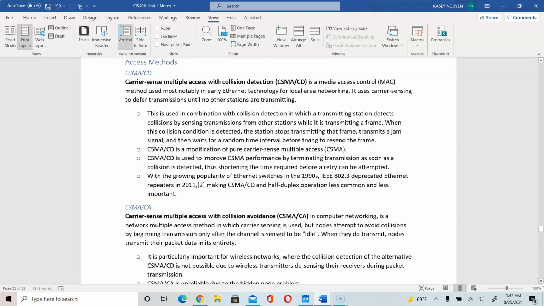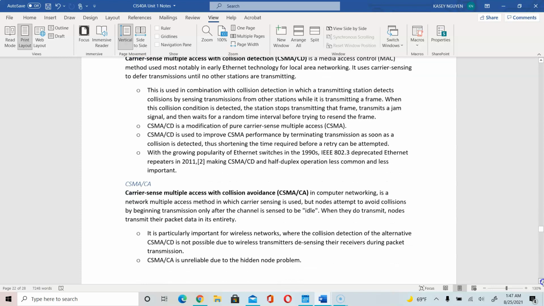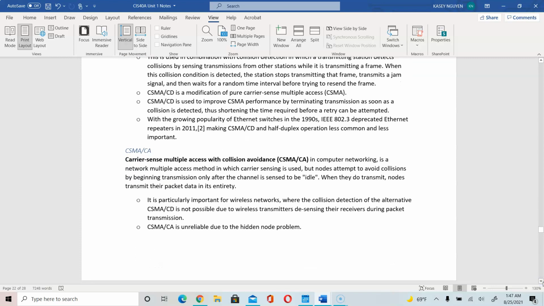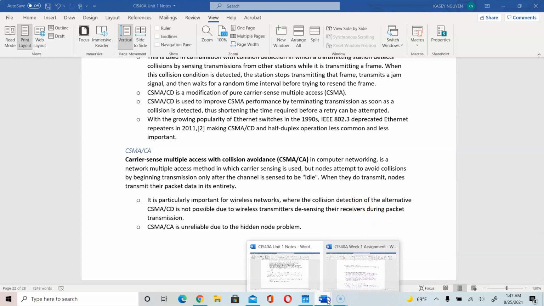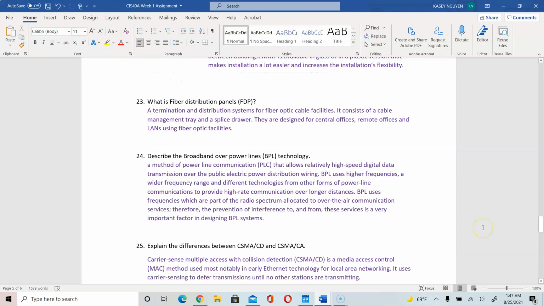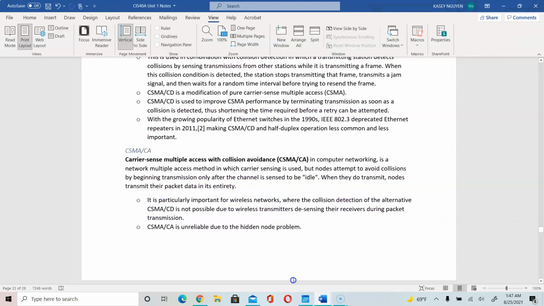Now, collisions need to be detected, and alternatively we can use CD, where CA is unreliable if we run into a hidden node problem. But here it gives you the general information about and the comparison between those two. So to answer the next question, number 25, we want to explain the difference between those two, and you can refer to the notes, page 22.